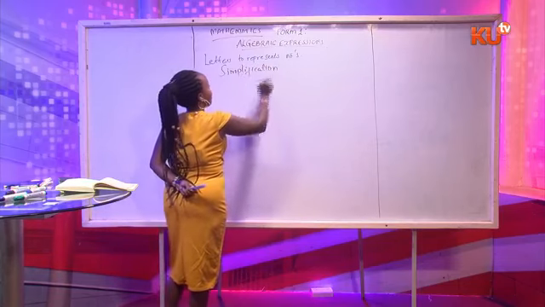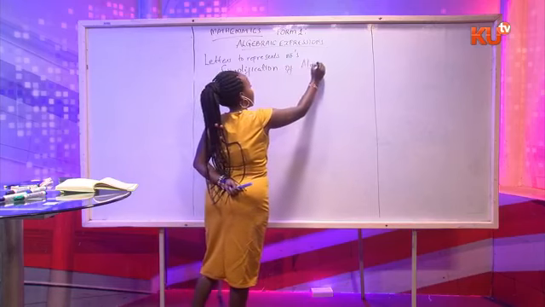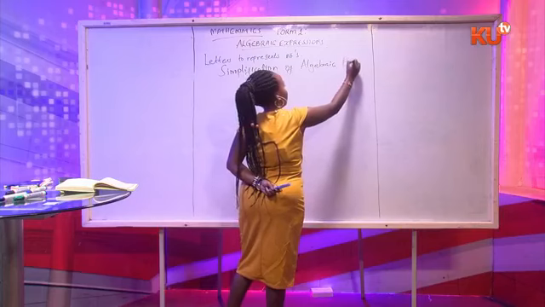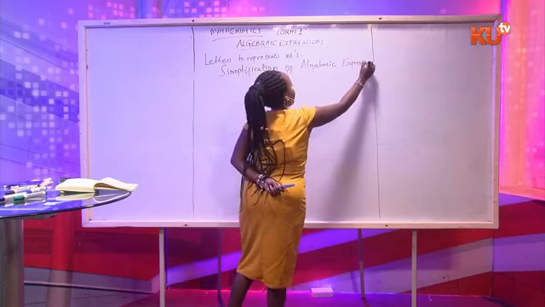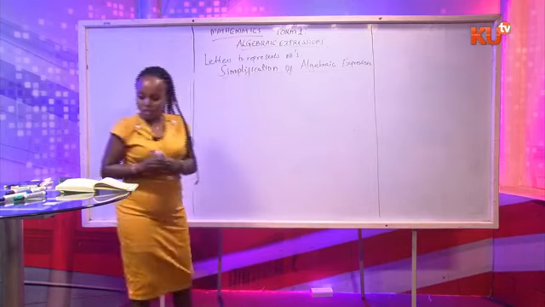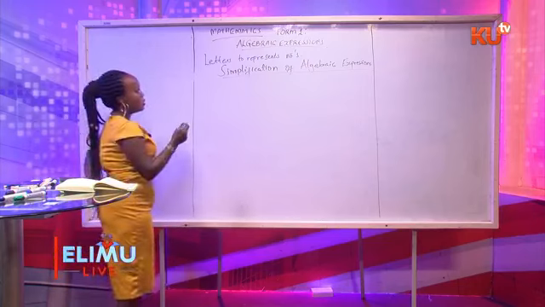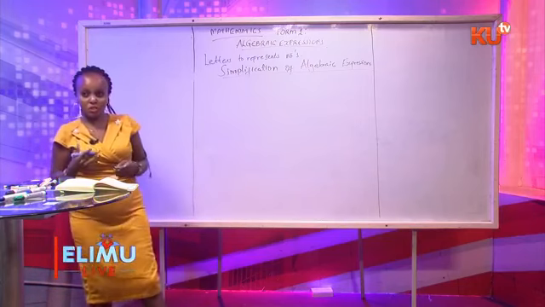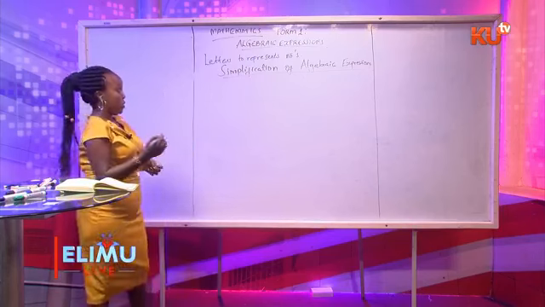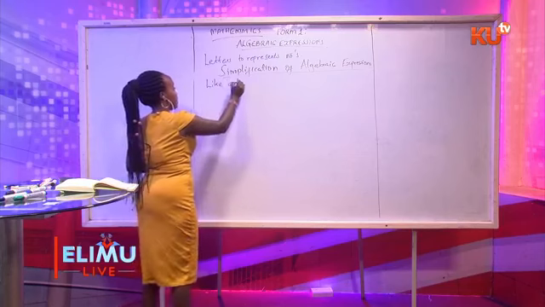So this is a Form 1 topic, simplification of algebraic expressions. Having that as our subtopic, we first of all have to identify like and unlike terms. In simplification of algebraic expressions, you must know how to identify like and unlike terms. So let us look at how we identify the like and unlike terms.